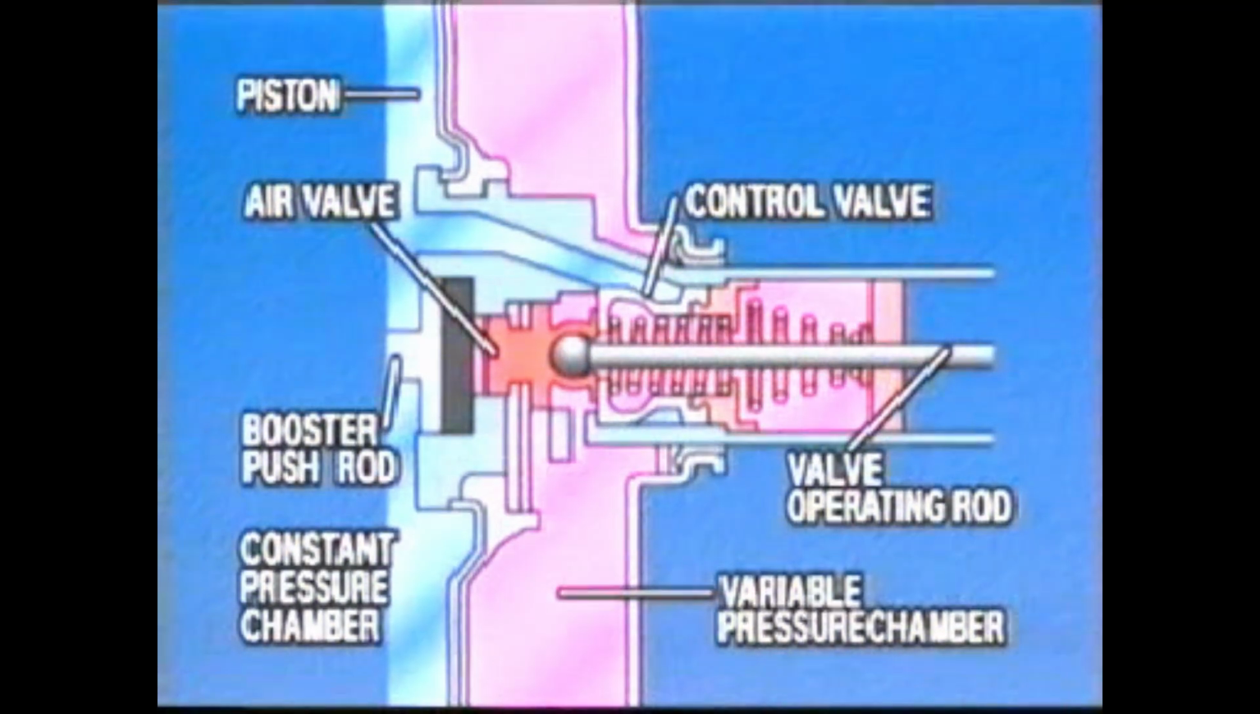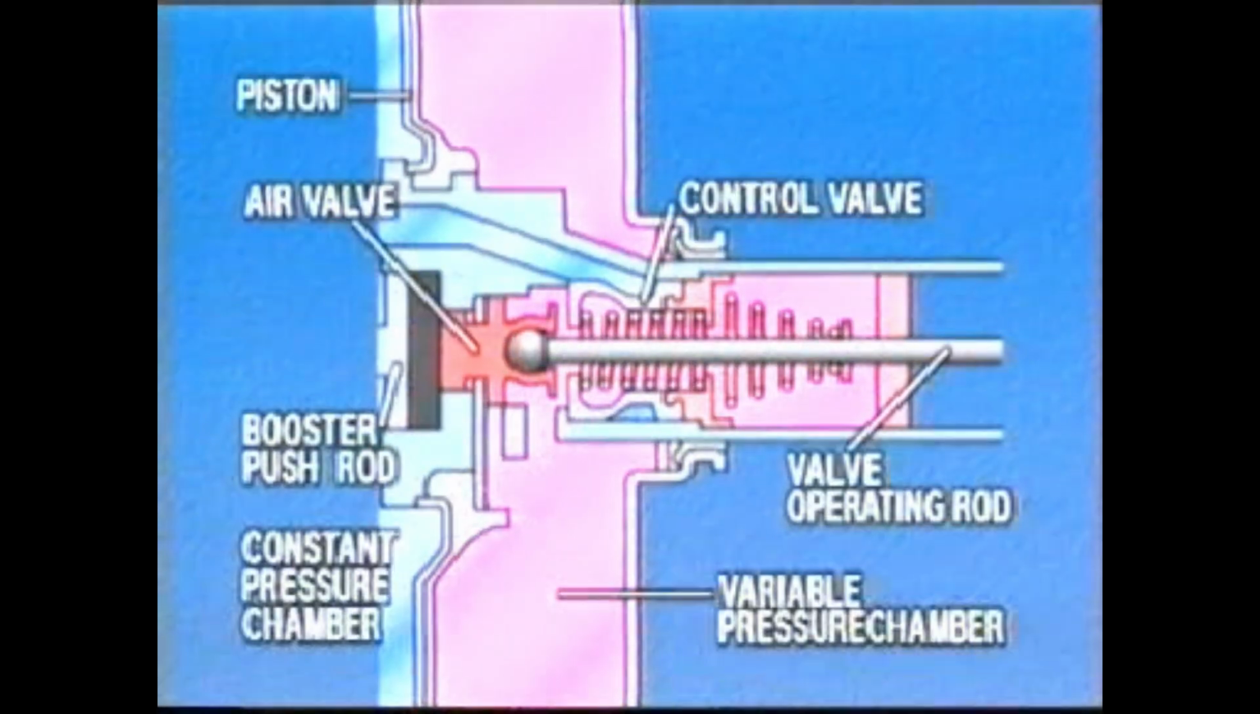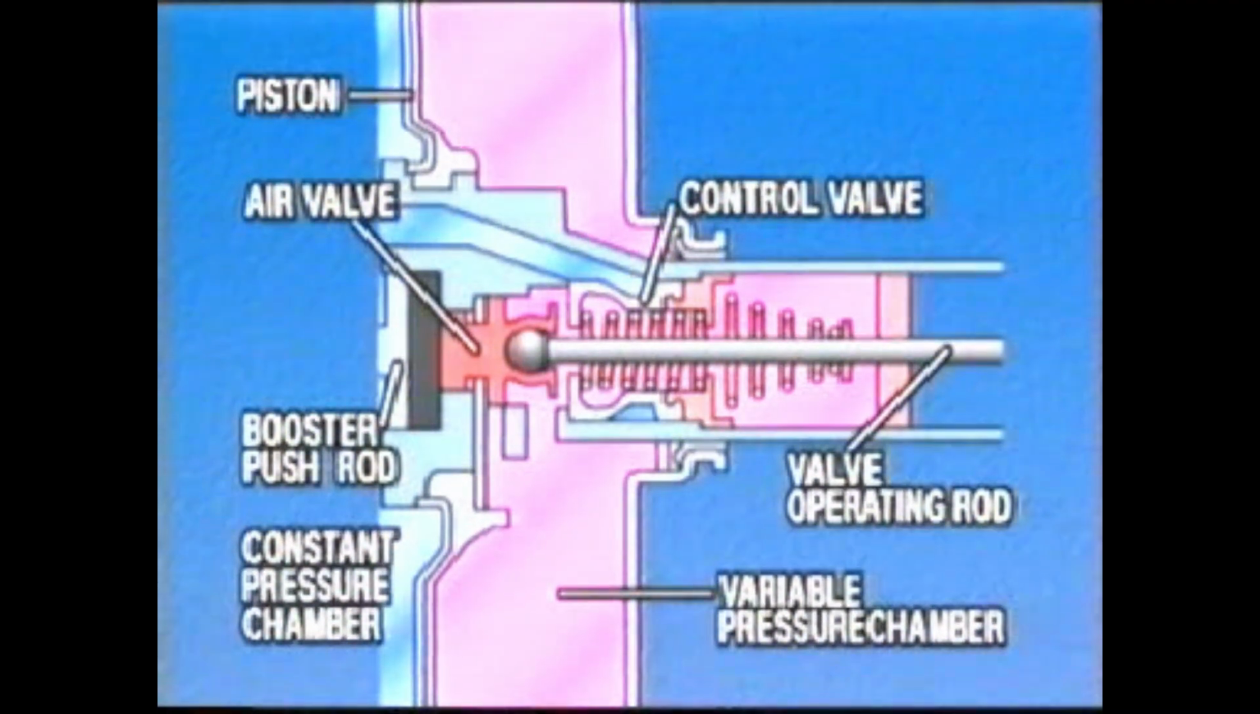When holding the brake, the difference in pressure causes the piston to move to the left. This allows the control valve and the air valve to make contact, preventing further air from coming in. When the brake pedal is depressed fully, the air valve moves away from the control valve again, allowing air to fill the variable pressure chamber. Therefore, even if the pedal is depressed further, the force generated by the difference in pressure will not increase anymore. Only the force pushing the booster pushrod will vary.